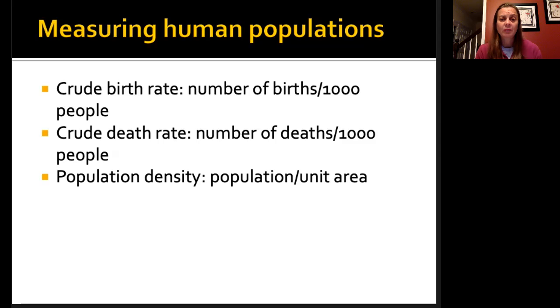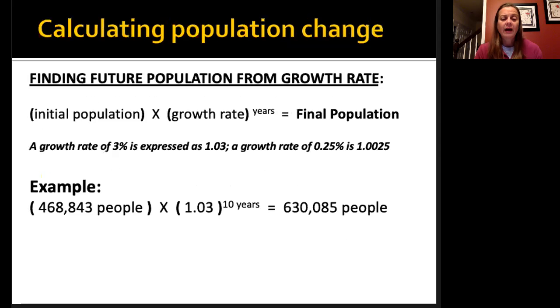Okay, so the other important number that we'll talk about when we're measuring human populations is population density, and that is the number of people per unit area. Okay, so what can we do with this information? We can start to calculate how populations are going to grow. So if we know the growth rate, that percentage, we can take the initial population and multiply it by the growth rate expressed as a decimal plus one, raised to the number of years. And that's going to give us the final population.